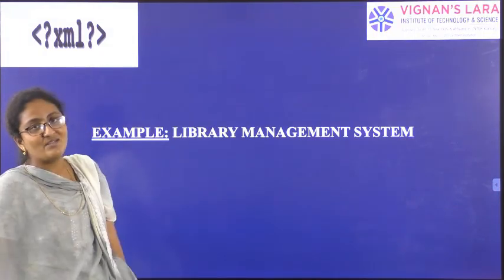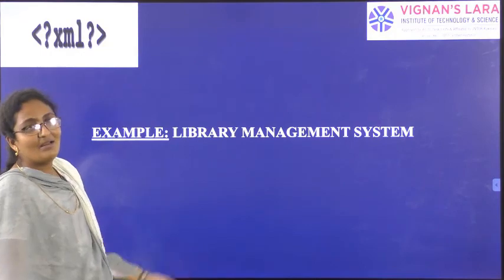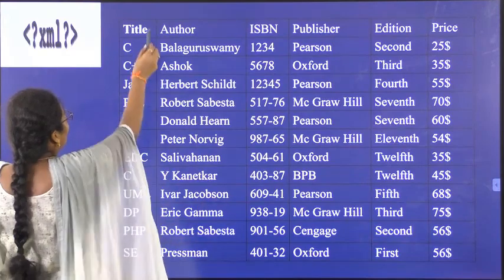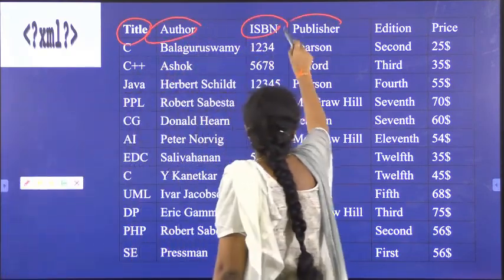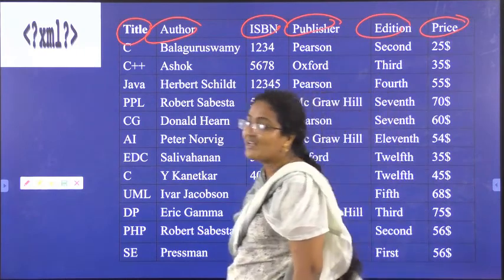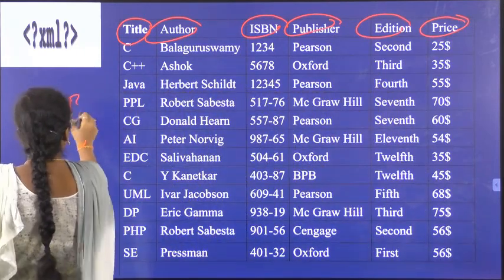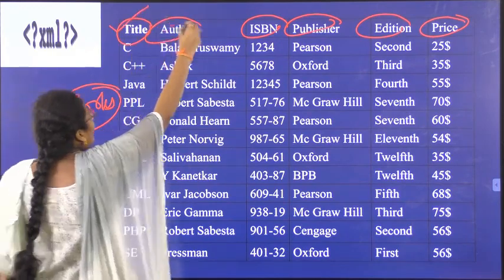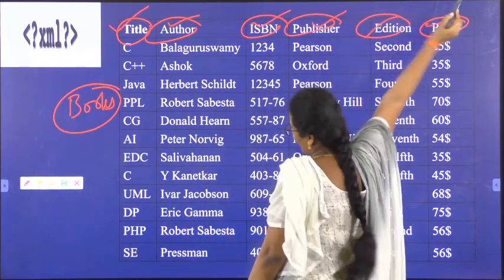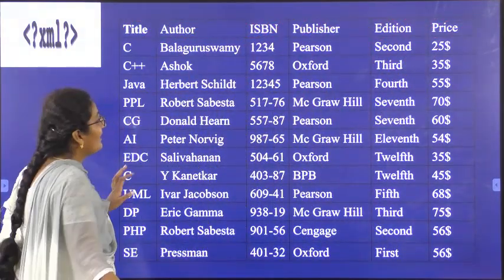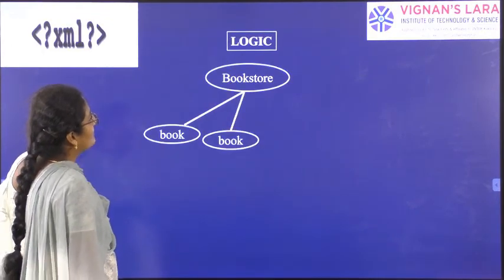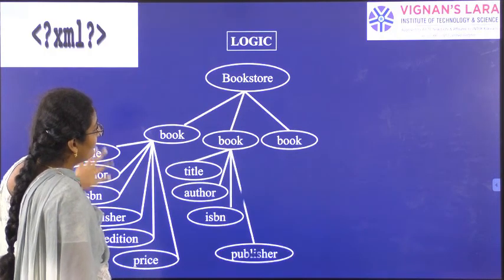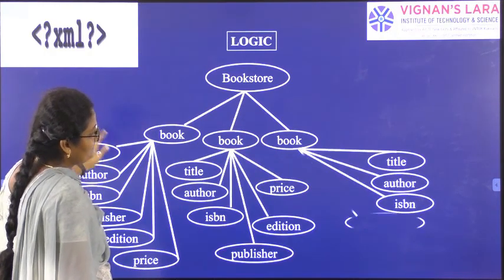So the next one, library management system. How are you going to write the XML file for library management system? If you see here, what will be there in a library? Title of the book, author, ISBN number, publisher, edition, price. So these are our elements. What will be there in a library? Obviously books. So what is the information related to books? Title of the book, author, ISBN, publisher, edition and price. So how can you write the XML file for this? So see the logic. This is for library management system.